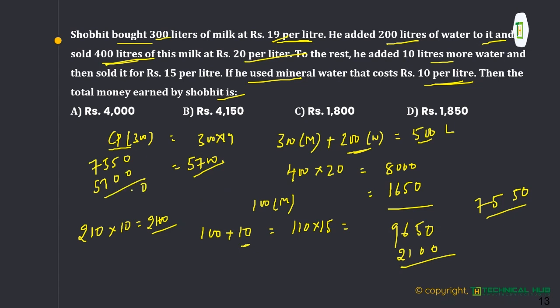So 0, 5, 15 minus 7, 8 and 1. So 1850. Option D is the correct answer for this question.